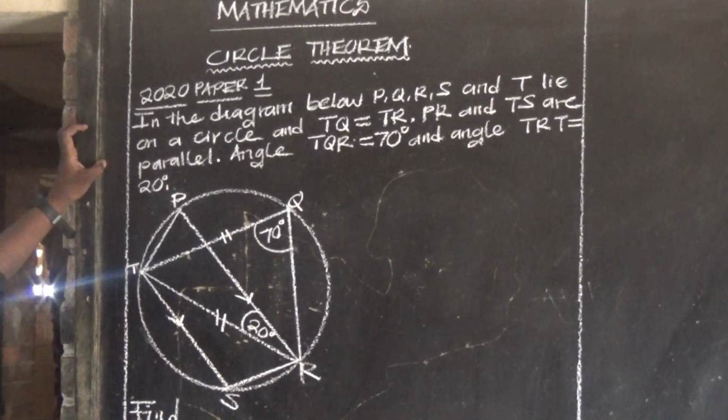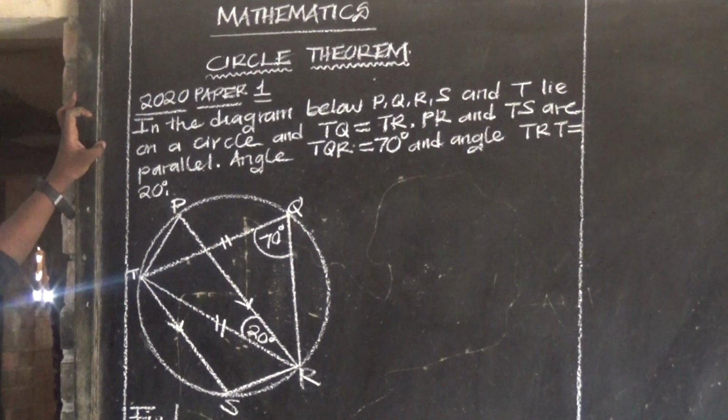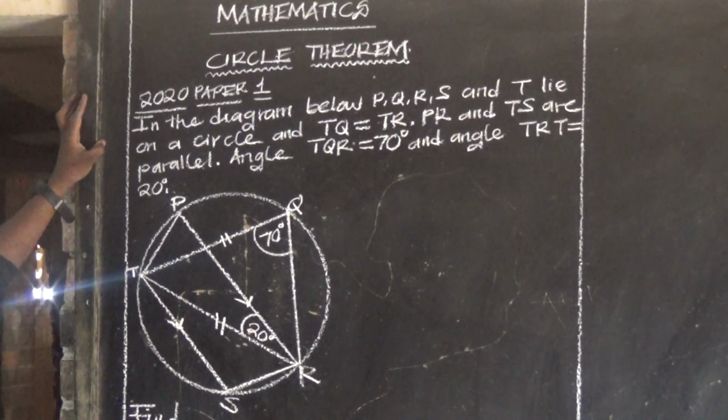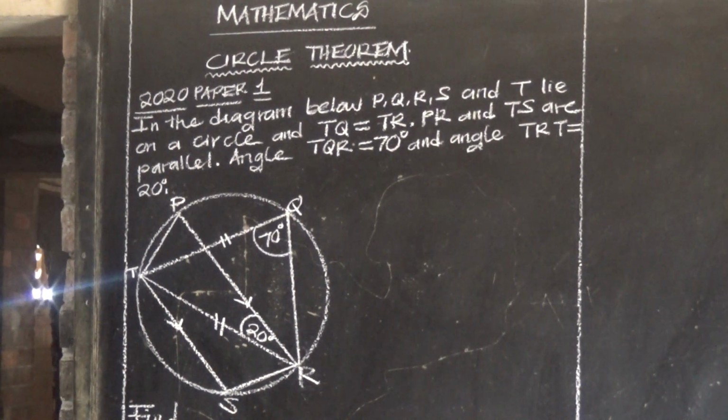So now let us look at, we're still revising, people. Now we're going to look at the second theorem. Under the second theorem, the first example we're going to look at is 2020 Paper 1, which is School Certificate.